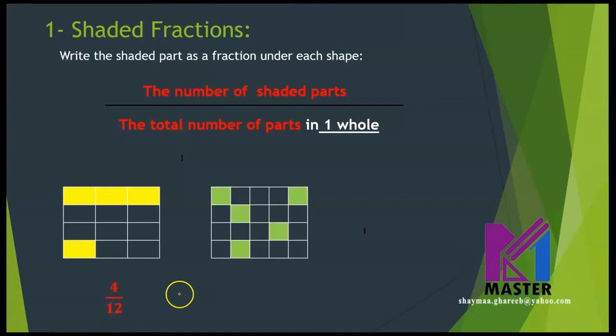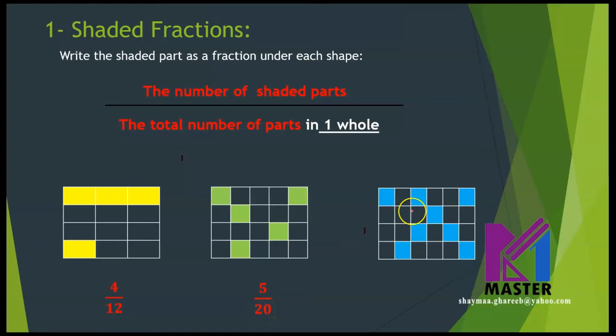Let's see one more example. Here, how many parts are shaded? We have 1, 2, 3, 4, 5. So 5 over the total number of parts. And the total number of parts is 1, 2, 3, 4, 5, 1, 2, 3, 4. So 5 times 4 is 20. So all of them are 20. So now our fraction will be 5 over 20.